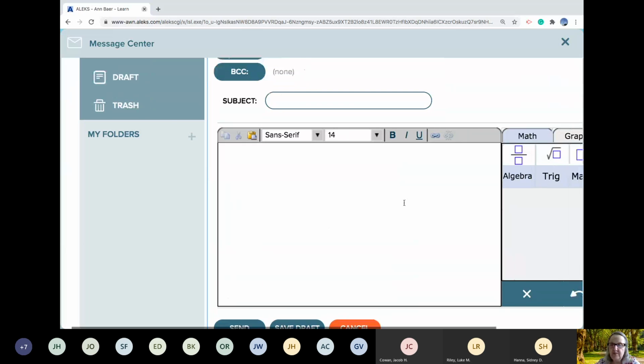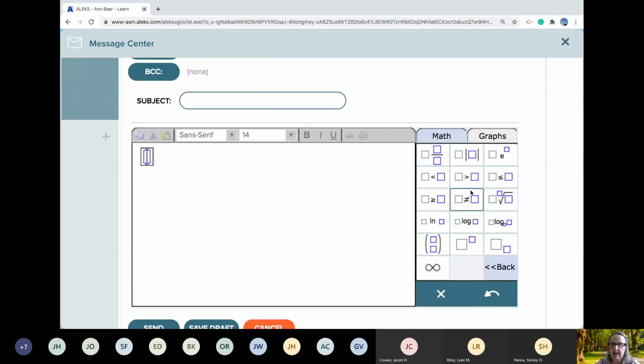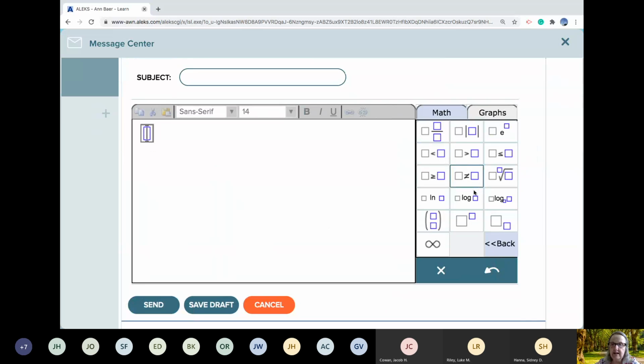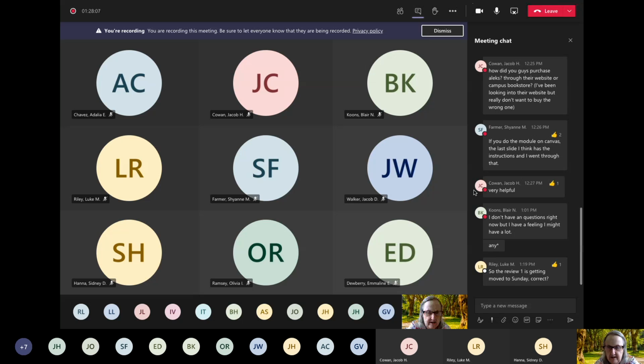And there are some various icons over here, like algebra. If I click on there, there's quite a few icons there. So I want to ask, did that help the explanation of ALEKS there? Did that help y'all? Absolutely.